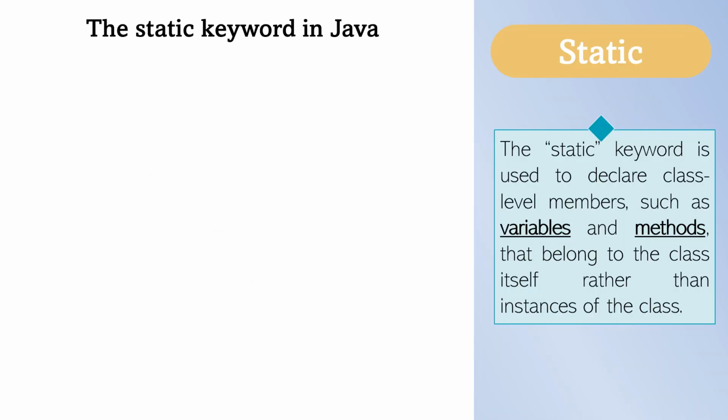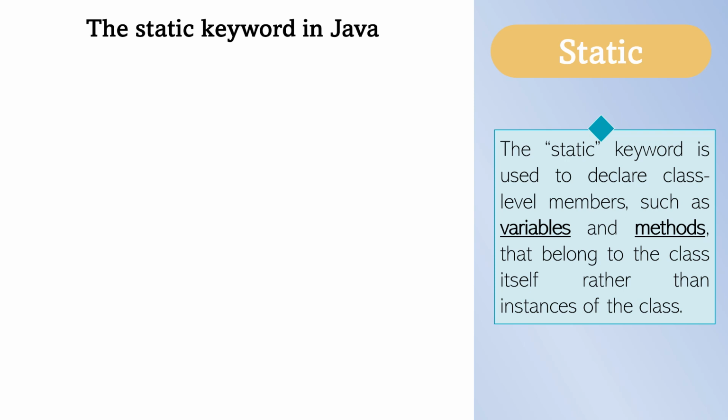Okay, so the static keyword is used to declare class level members such as variables or attributes and methods that belong to the class itself rather than instances of the class. When a member is declared as static, it means that it belongs to the class itself rather than any particular object created from the class, meaning to say the member is accessible without creating an instance of the class.